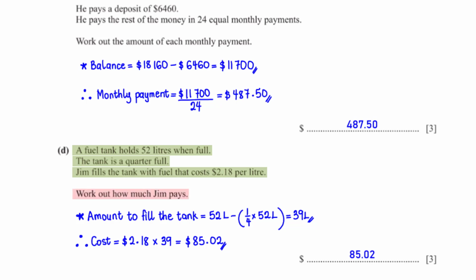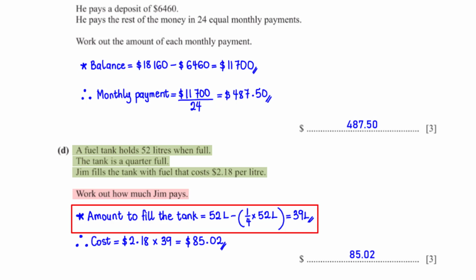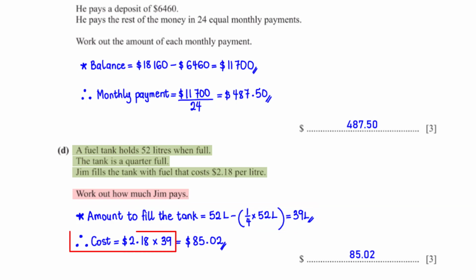We know that the tank is a quarter full, so to get the amount required to fill the tank, we subtract 1/4 of 52 liters from 52 liters. This gives us 39 liters. So now, to get the amount Jim pays, we multiply $2.18 by 39. This gives us $85.02.